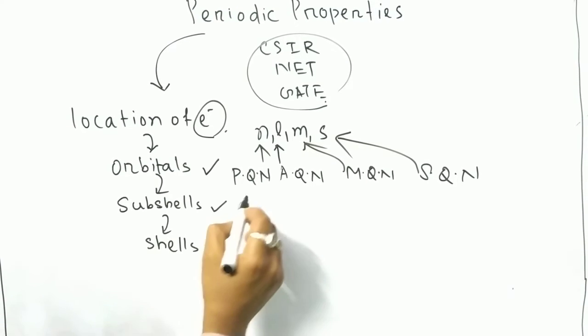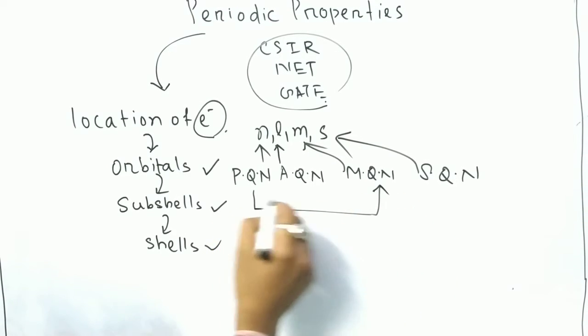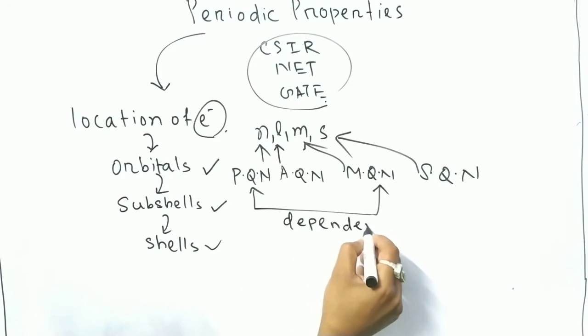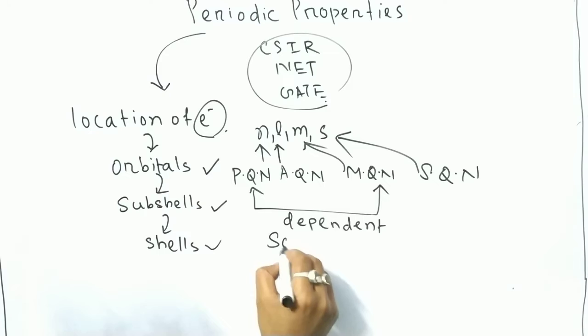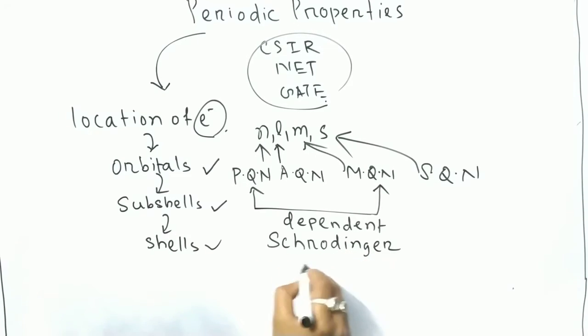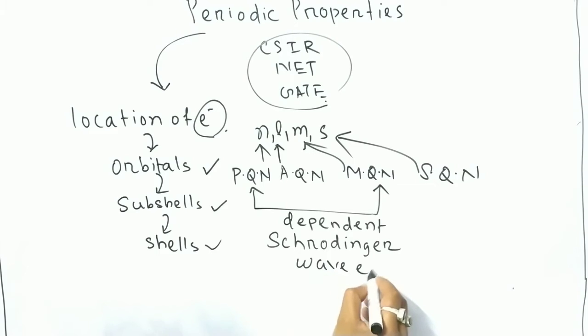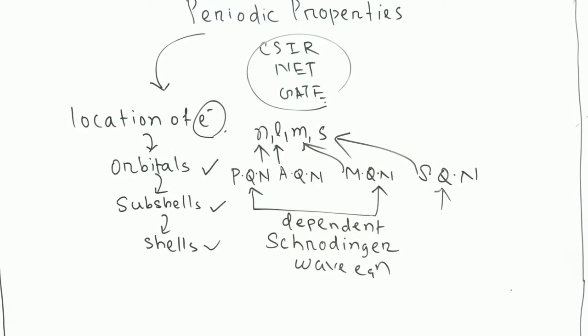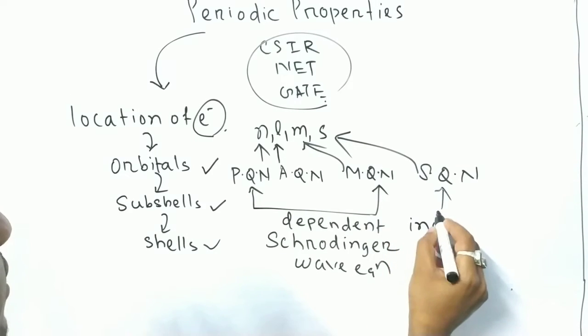And now you have to remember these three. It is dependent on the Schrödinger wave equation, whereas this one is independent of the Schrödinger wave equation. Independent.